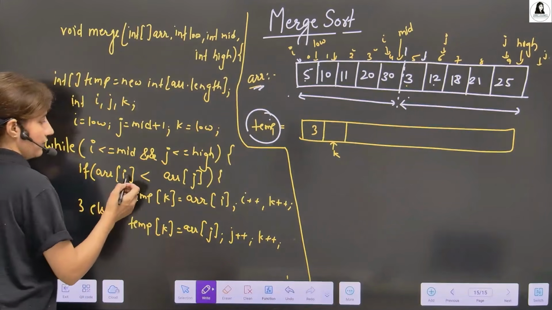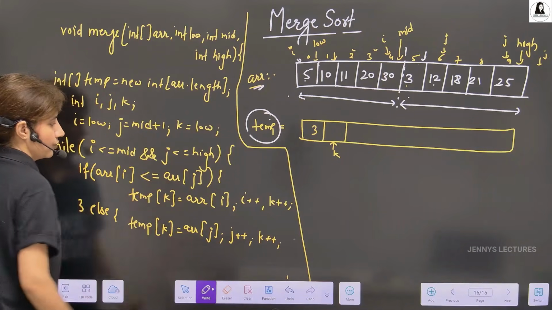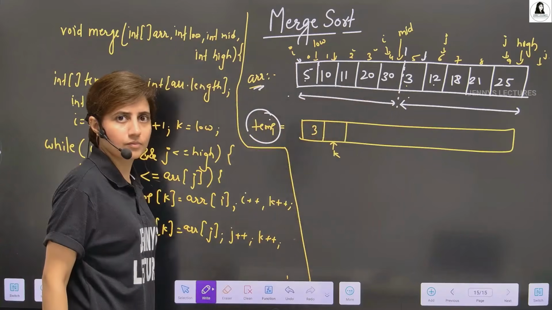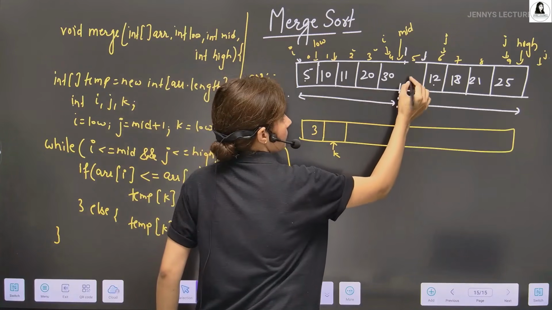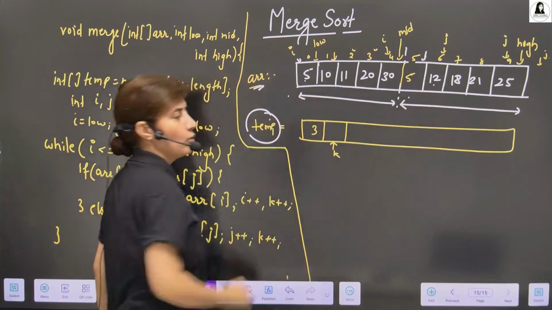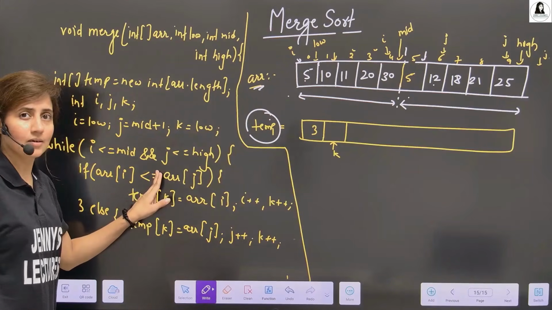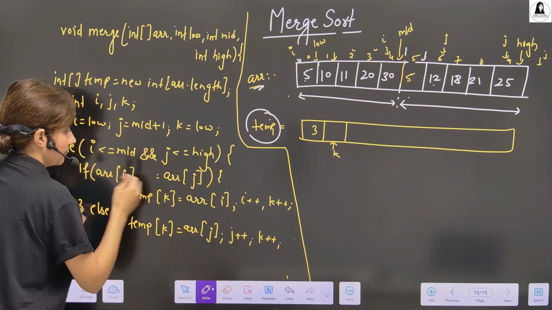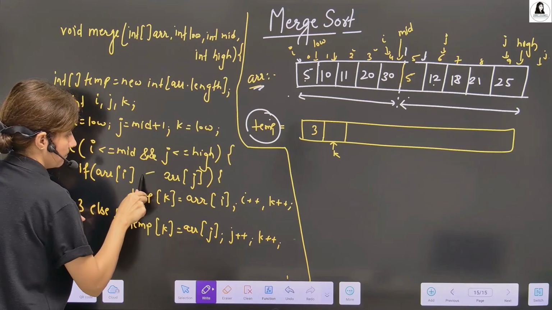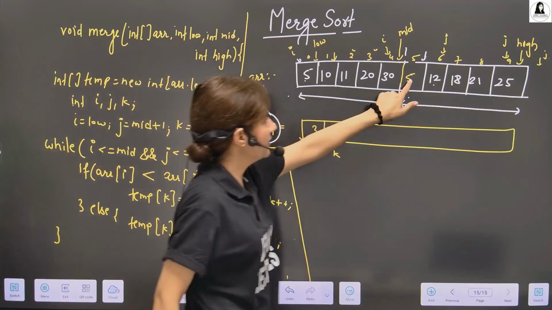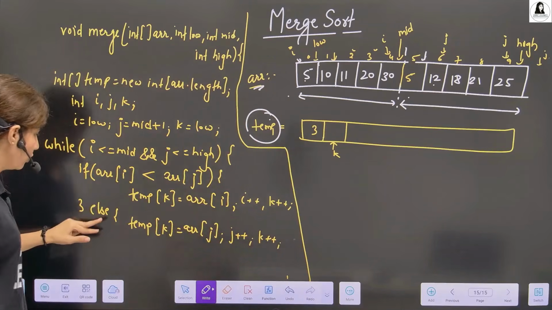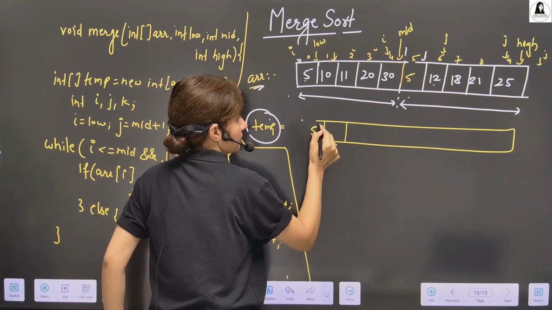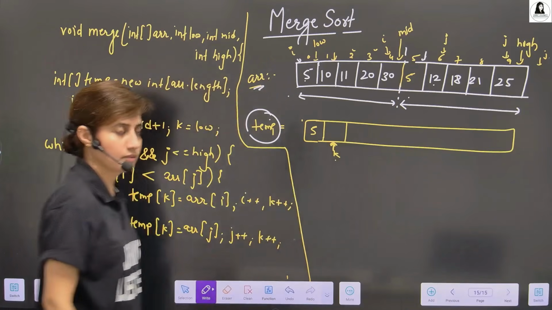So now I put here, if this is less than or equal to array of j, both are equal, 5 and 5. Suppose I have here 5 and 5. Both are equal. So if I write here only less than, then this condition is not true. Array of i is less than array of j? No, it's equal. No means we go to the else part and we put in this temporary array this 5, and then k plus plus.